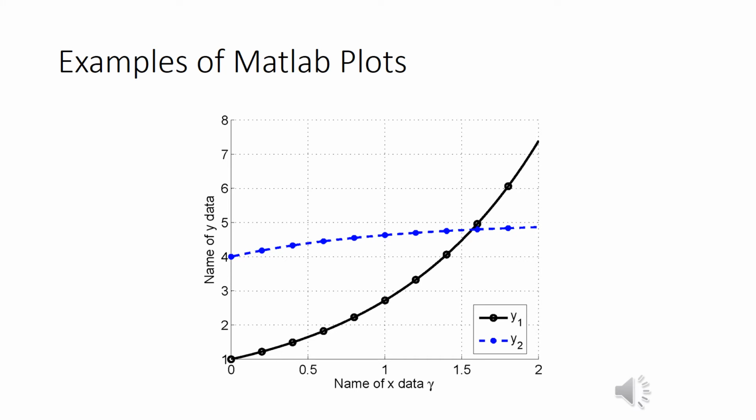So here is an example of a MATLAB plot. Like you have the name of x data which is gamma in the x axis position, and you have the name of y data, and y1 and y2, if these are the outputs. If y1 is the one output and y2 is another output, then the graphs corresponding to those outputs are shown here in the figure.